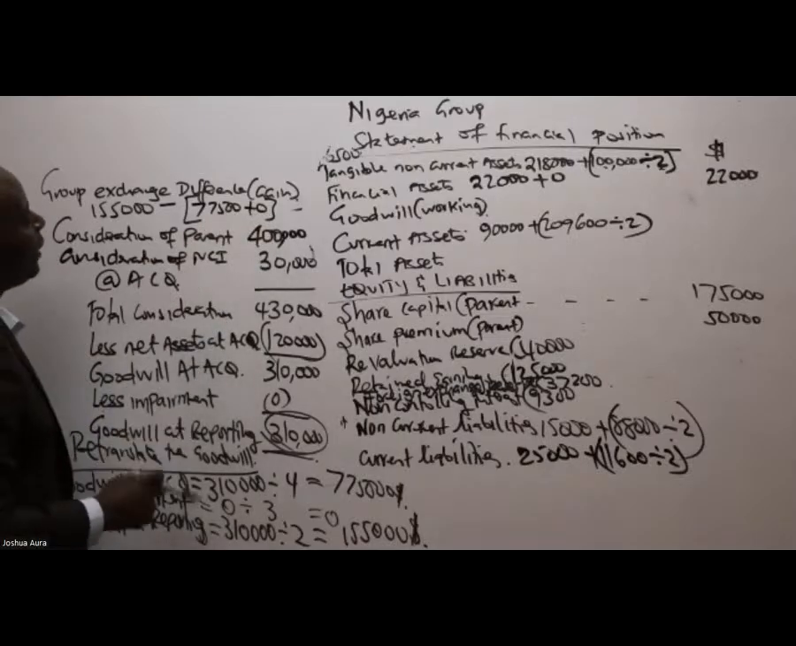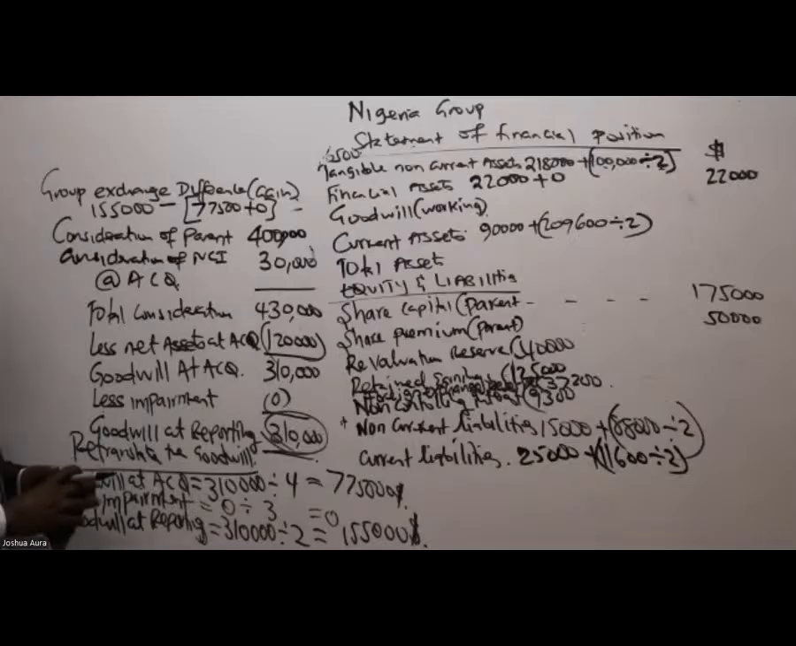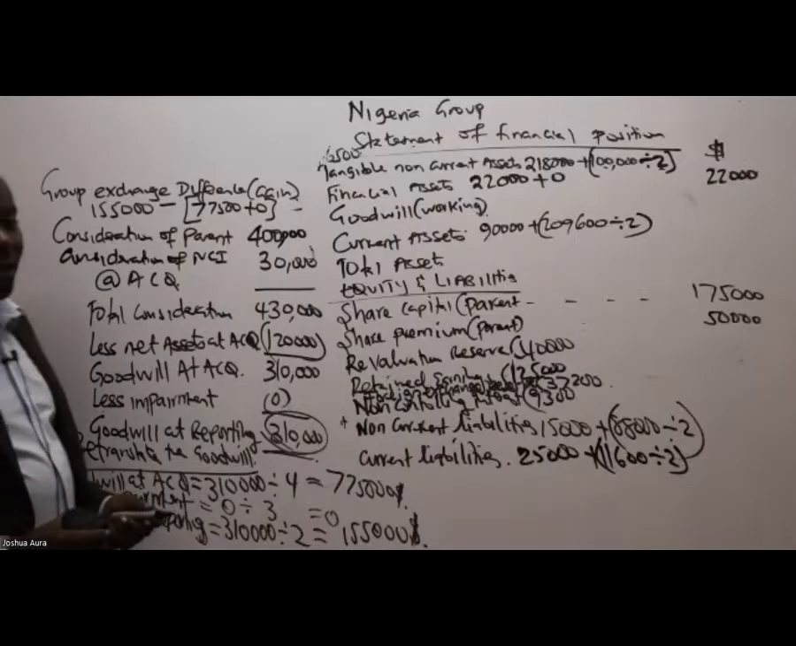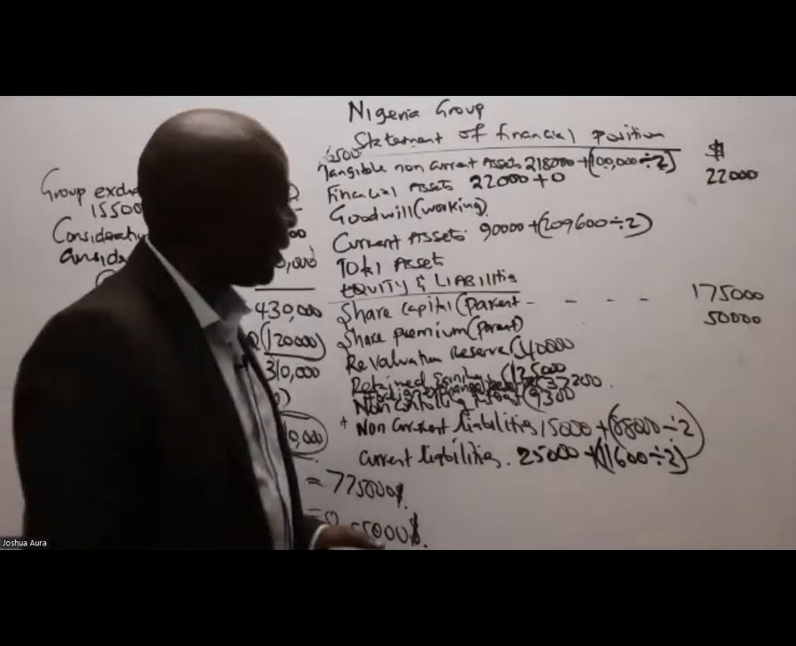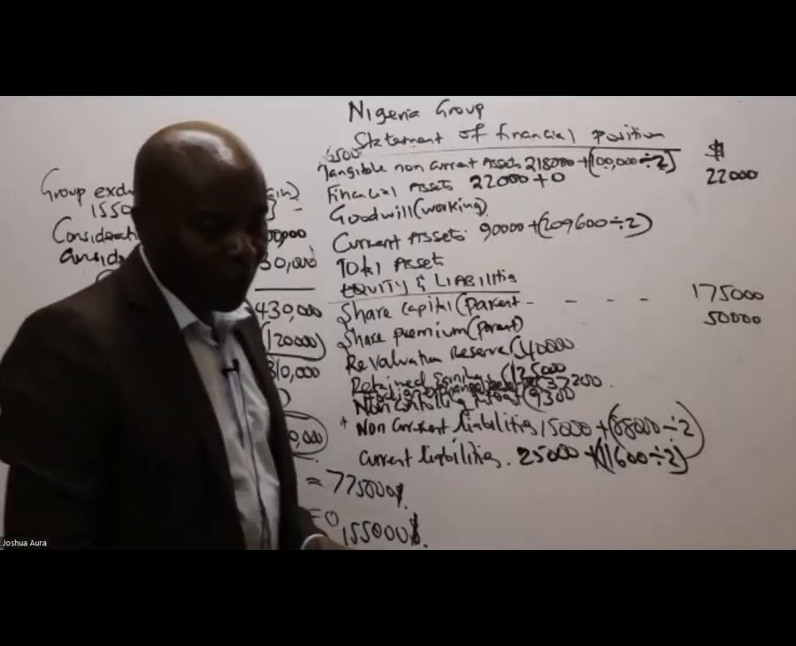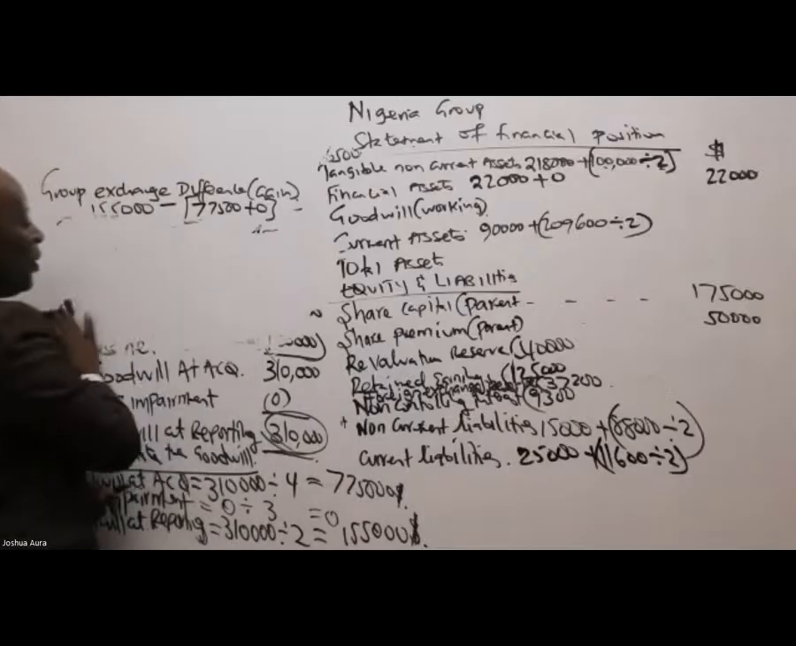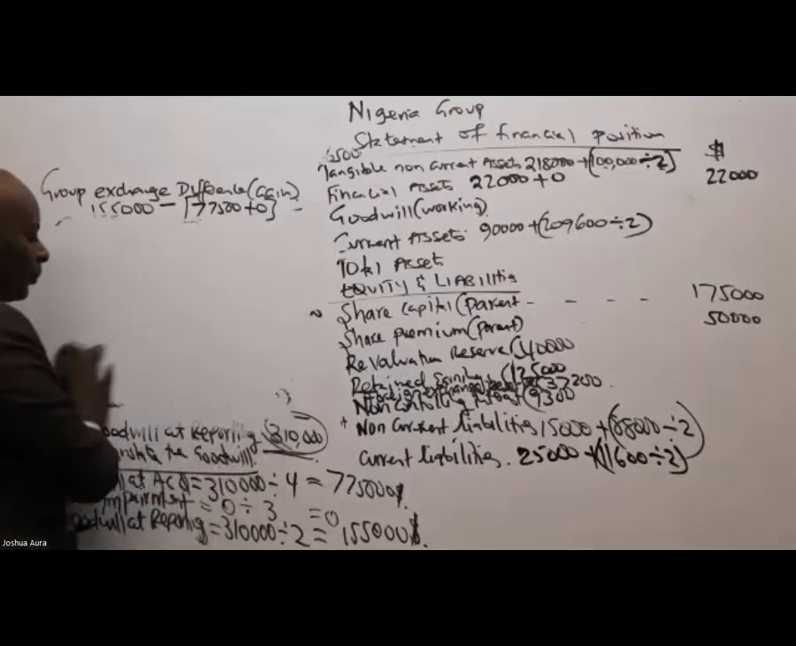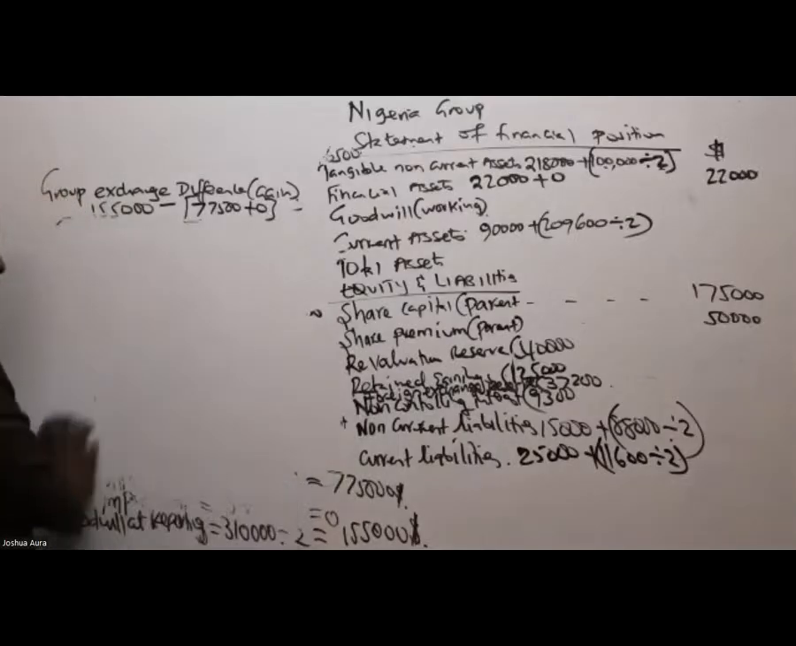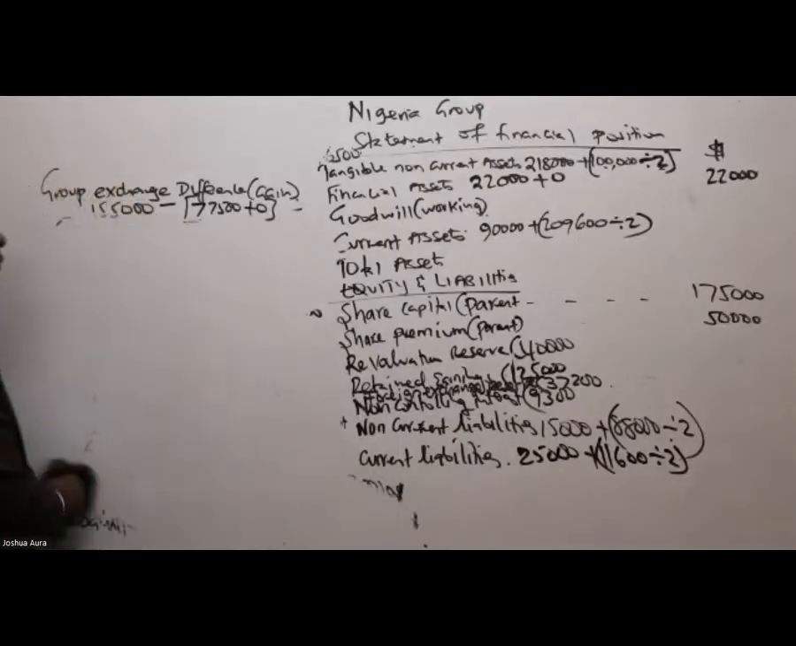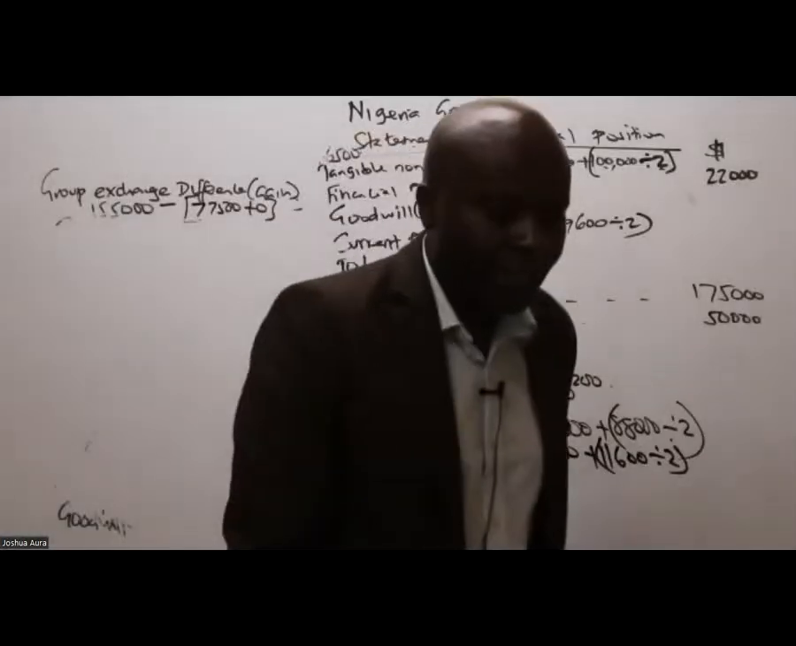So how much do we have there as our group exchange difference? What amount do we have there? Someone gave a figure of $72,500. Is it 72 or 77?